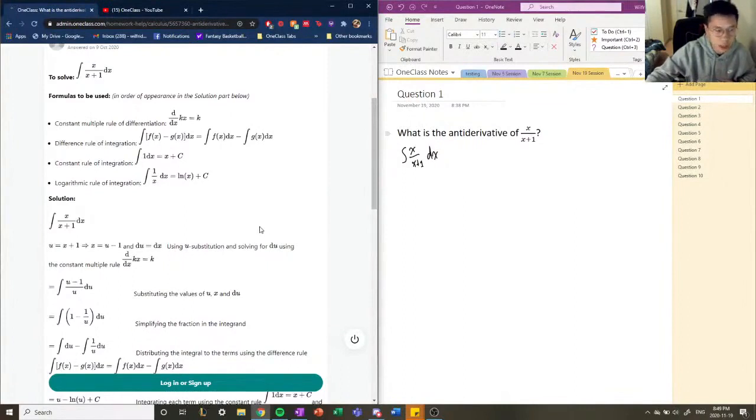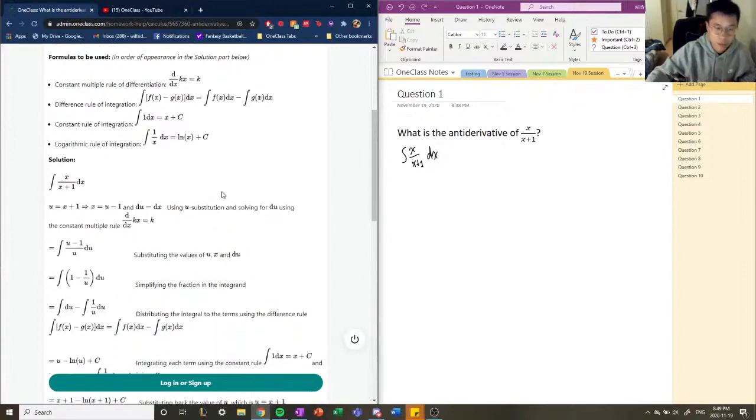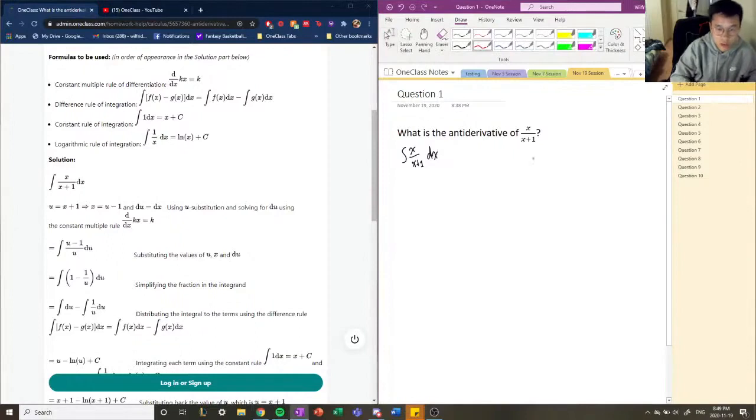The technique that we'll also be using is a substitution technique. By doing so, we simplify the integral in a way that we can solve it easily, okay? All right, so let's begin. So we have the integral of x divided by x plus 1. Okay, so we're going to use a substitution. We're going to call variable u equal to x plus 1, okay? That means that x equals u minus 1.